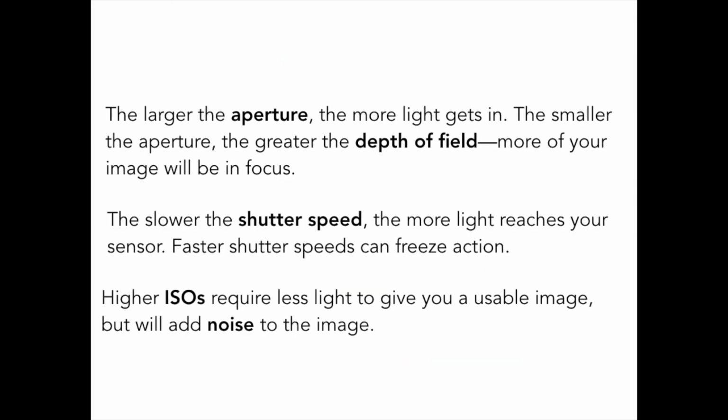And here's a third way to visualize that same information, which is just text. The larger the aperture, the more light gets in. The smaller the aperture, the greater depth of field, more of your image will be in focus. The slower the shutter speed, the more light reaches your sensor. Faster shutter speeds can freeze action. Higher ISOs require less light to give you a usable image, but will add noise to the image, and we'll look a little bit more at noise at the end of this presentation.